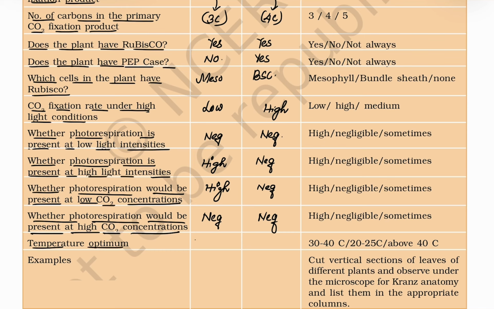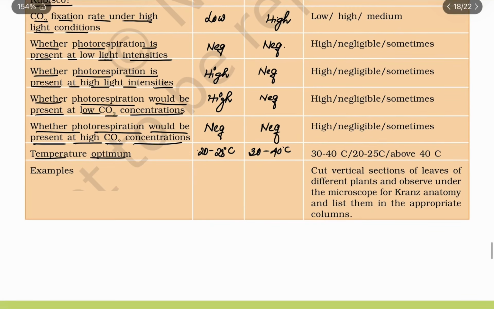Temperature optimum. The optimum temperature for photosynthesis in C3 plants is 20 to 25 degrees Celsius, and in C4 plants 30 to 40 degrees Celsius. And there are some examples of C3 plants and C4 plants. Examples of C3 plants are rice, wheat and cotton. And examples of C4 plants are sugarcane and maize.